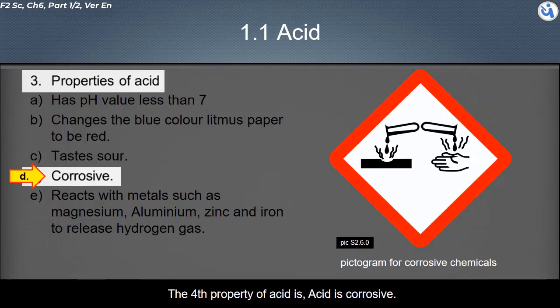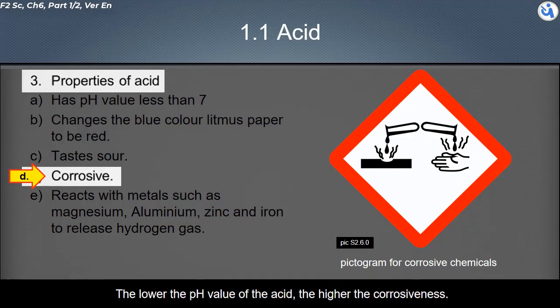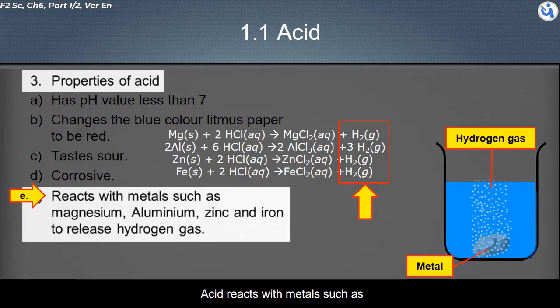The fourth property of acid is that it is corrosive. It will damage or destroy other substances when it comes into contact by means of a chemical reaction. A strong acid is usually attached with the pictogram for corrosive. The lower the pH value of the acid, the higher the corrosiveness. The fifth property: acid reacts with metals such as magnesium, aluminium, zinc, and iron to release hydrogen gas.